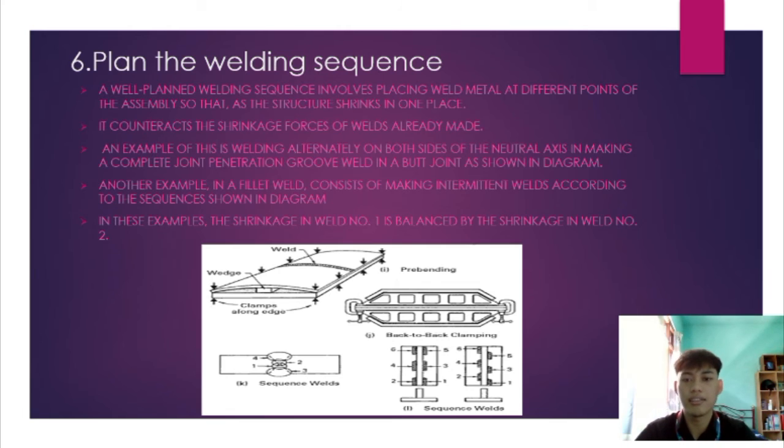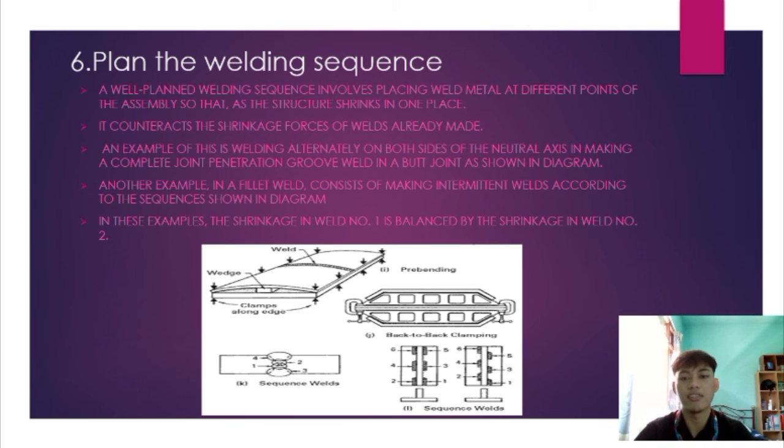And the last one is to plan the welding sequence. A well-planned welding sequence involves placing weld metal at different points of the assembly so that as the structure shrinks in one place, it counteracts the shrinkage force of welding elsewhere.